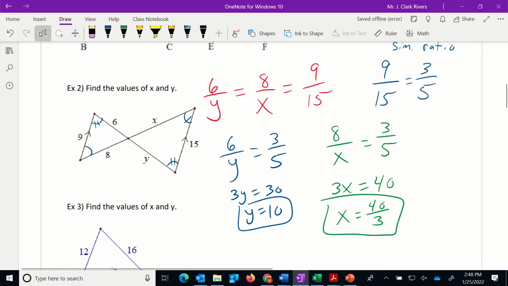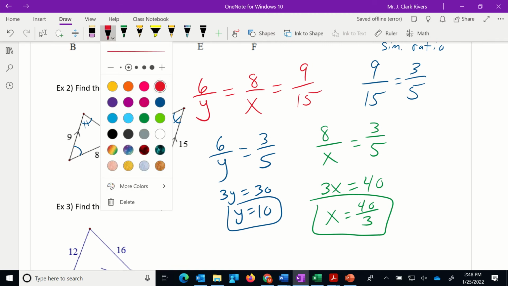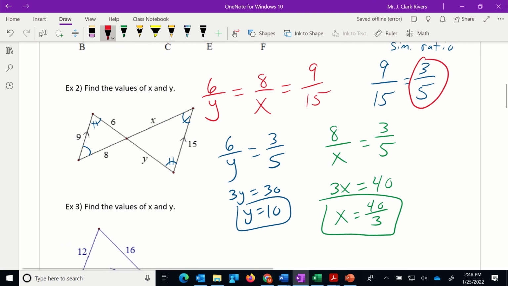Now let me show you another way to do this. I don't want to call it simpler, but you might consider it simpler. 3 to 5, that's our similarity ratio, right? If we're going to go from 8, and 8 corresponded to what? X. All right, are we going from bigger down to smaller, or smaller up to bigger? In other words, are we going to make 8 bigger, or are we going to make 8 smaller? We're going to make it bigger, right? How do you know that? Well, 9 corresponds to 15. So if we're going from 9 to 15, we've got to make 9 bigger.